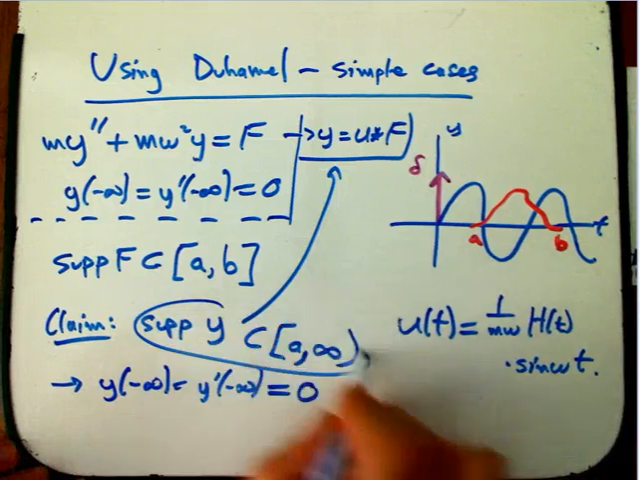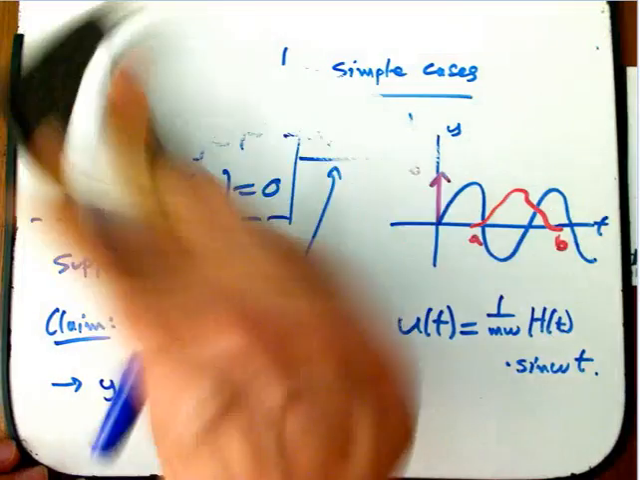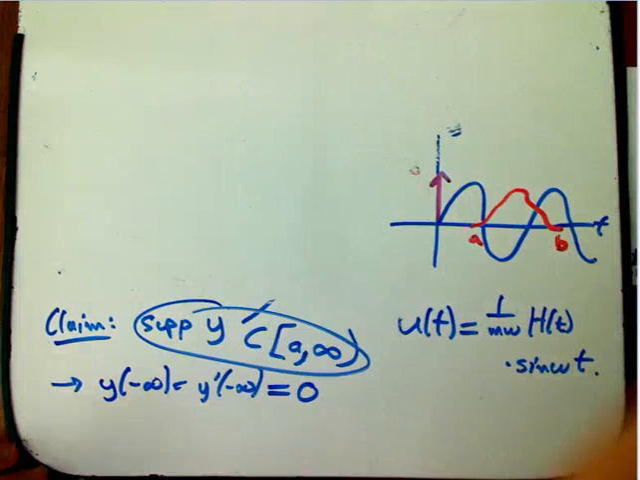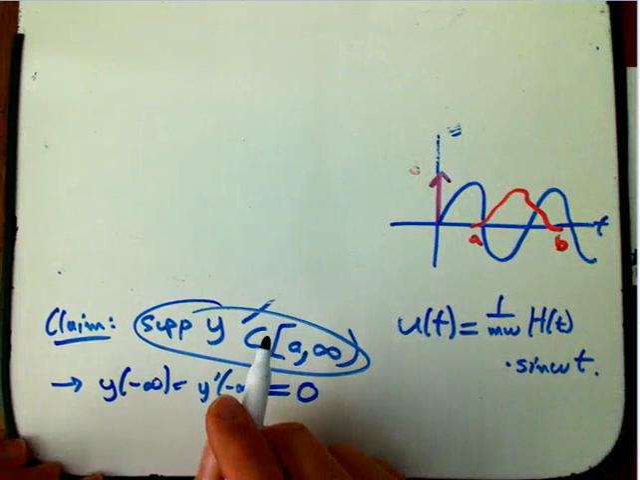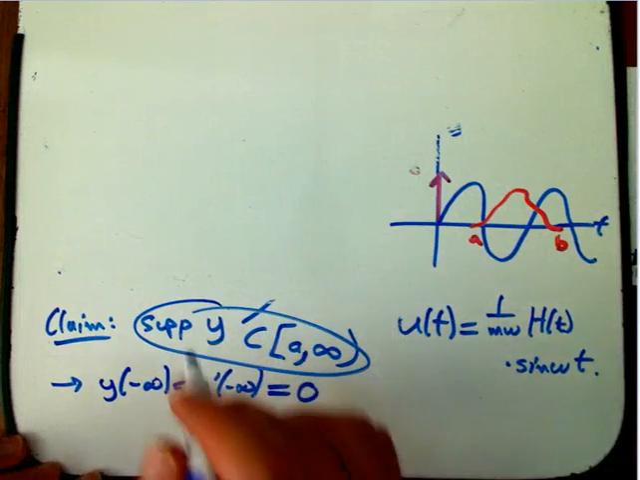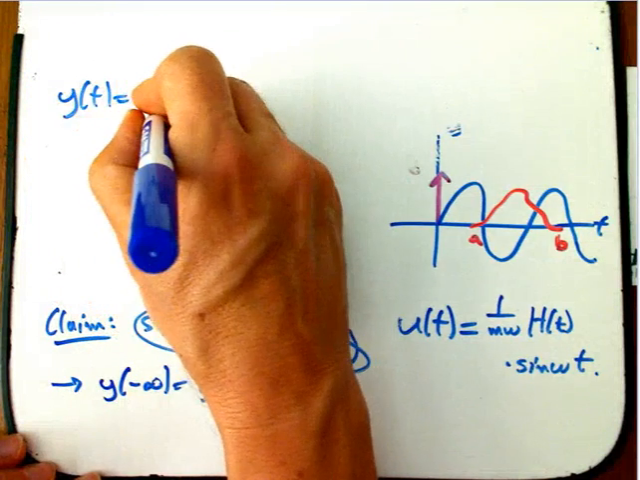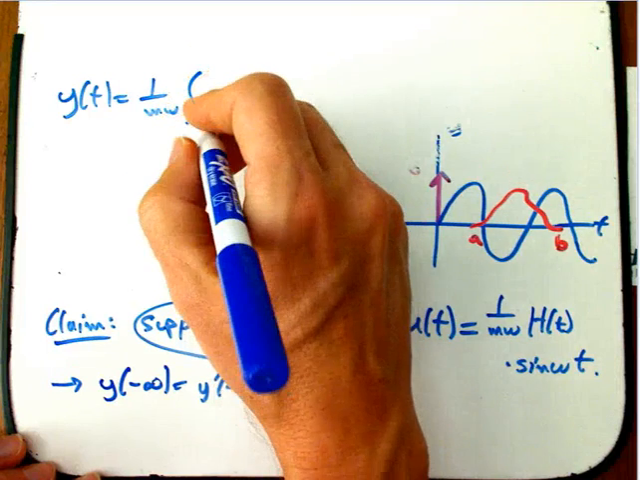All right, so we want to prove that claim. And it's just a special case of a general result we're going to prove eventually about supports of convolutions, which is helpful. Okay, so y of t, just to write it out explicitly, the 1 over m omega is not essential.